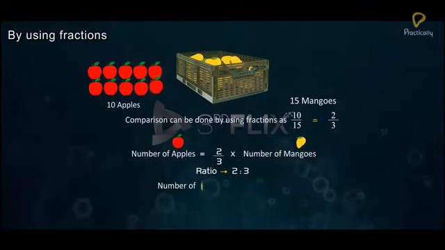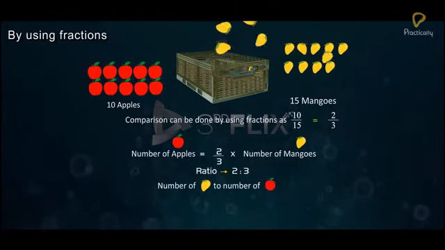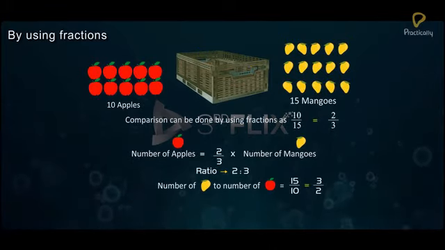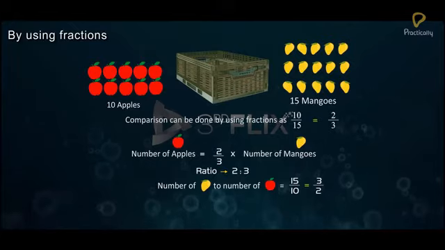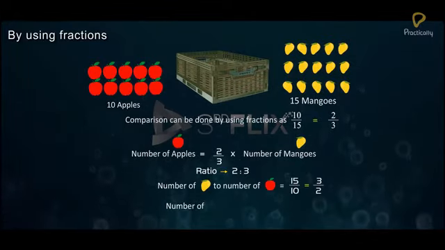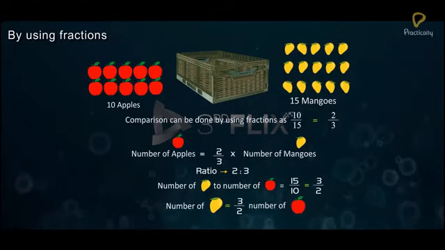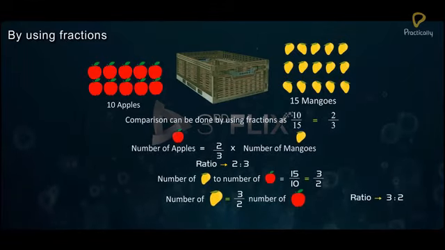The number of mangoes to the number of apples is equal to 15/10, which is equal to 3/2. The number of mangoes is 3/2 times the number of apples. Here, the ratio is 3:2.